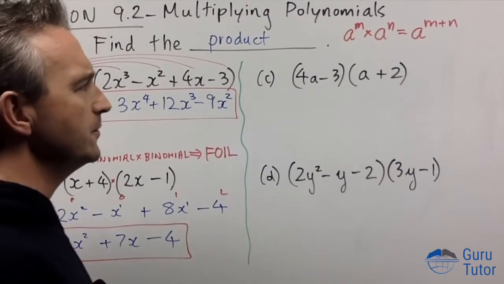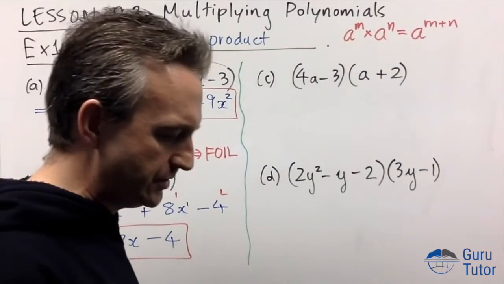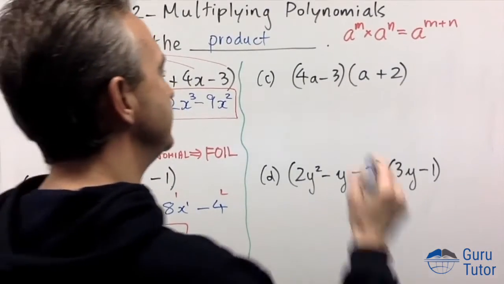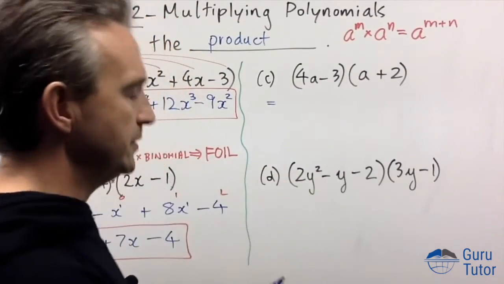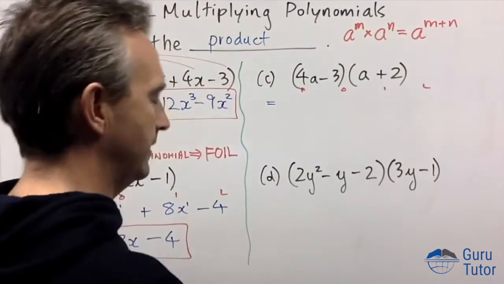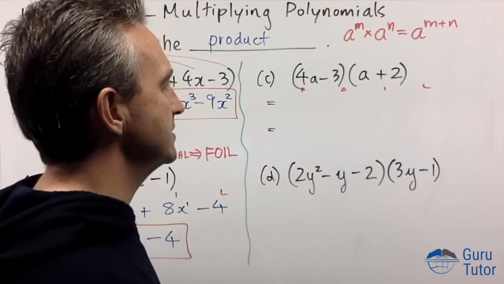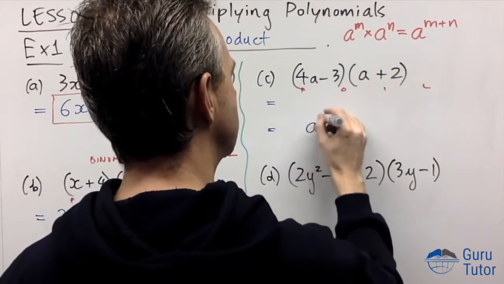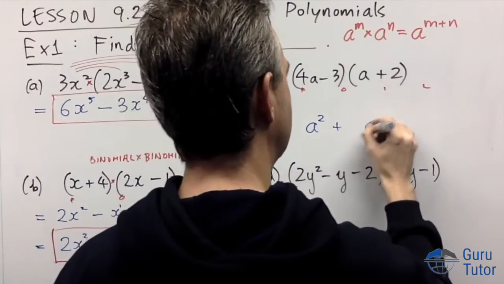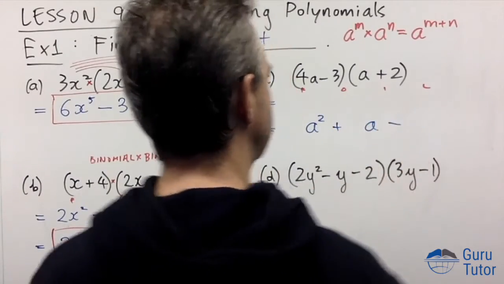C, FOIL again. What I want you to do is you try this one. You do FOIL on this, okay? And tell me what the answer is. It's going to be equals, doing FOIL, F-O-I-L. Okay, and the answer is going to look something like this. Something a squared, plus something a minus something.